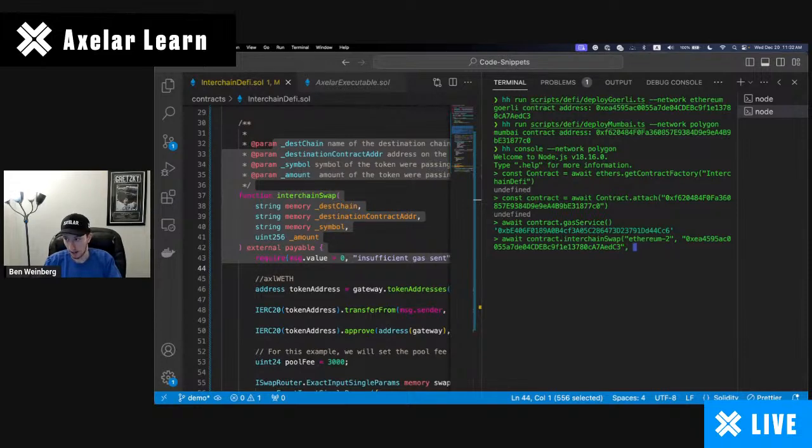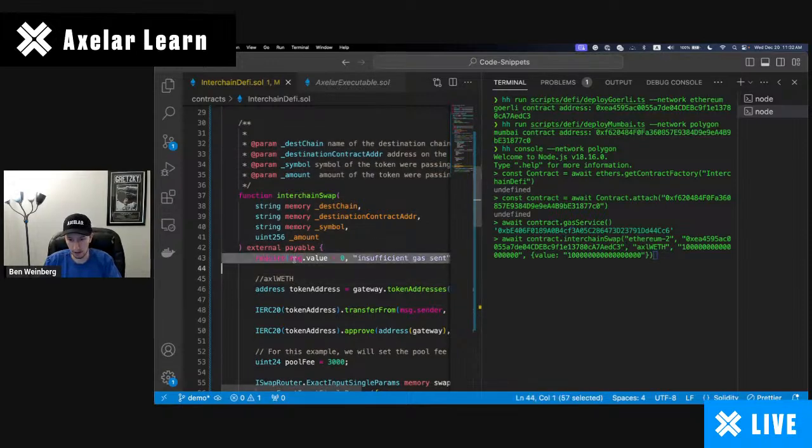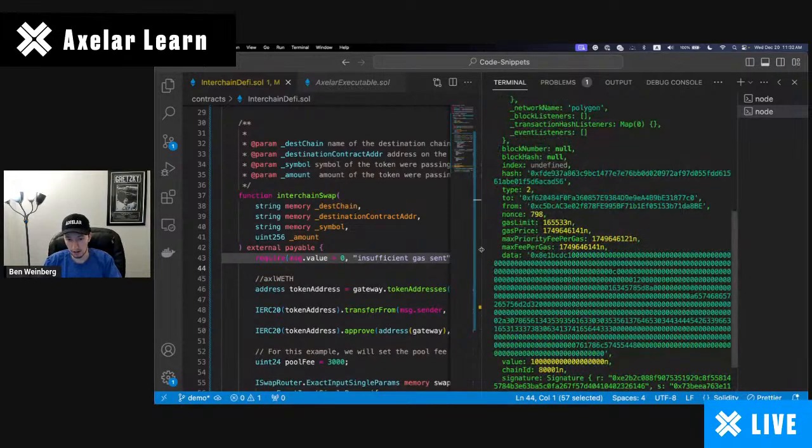We pass in the symbol of the token that we want to interact with, so axlWETH. Then we pass in the amount of the tokens we want to interact with. Let me just pass in 0.1 WETH, so that is 1 with 17 zeros. And now let's pass in 0.1 MATIC to pay for the gas. Remember, if we don't pay for gas, then we'll get in trouble with our revert message here. Great. So we fired this off.